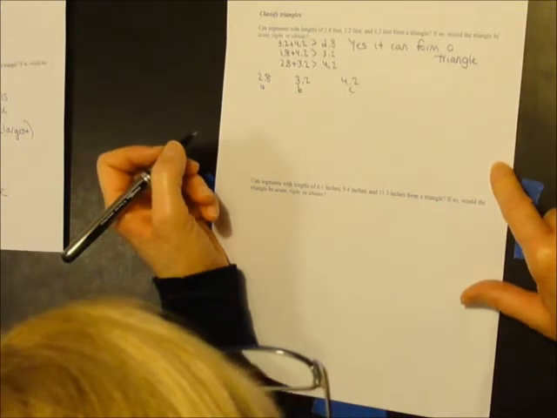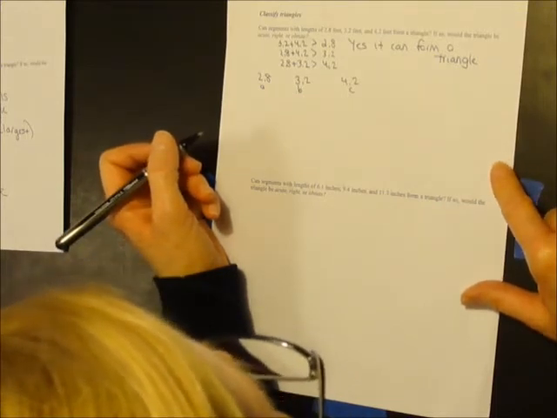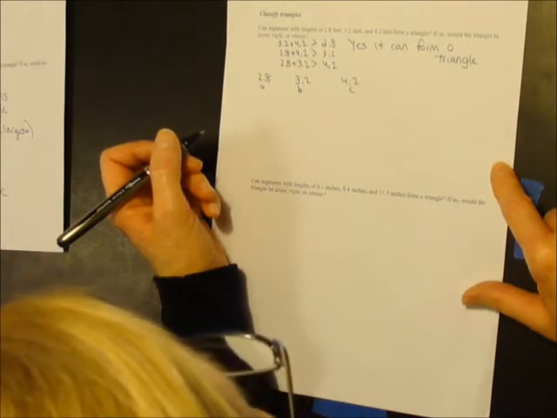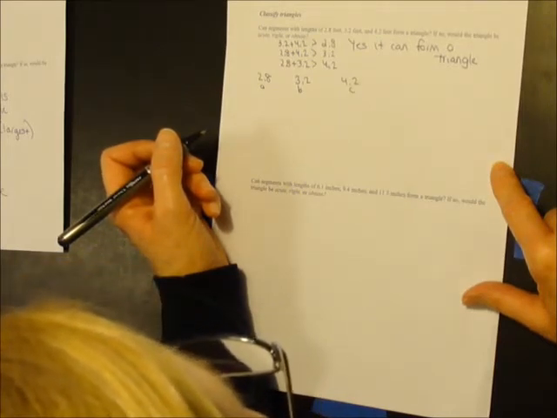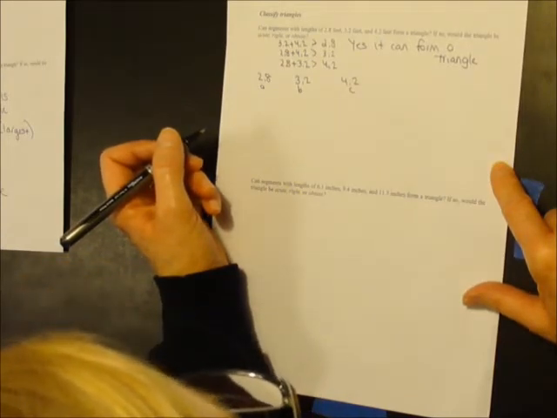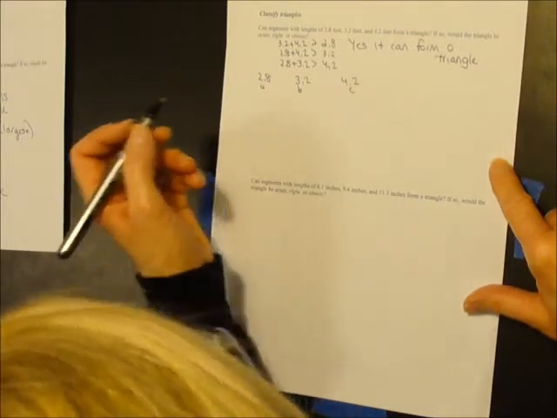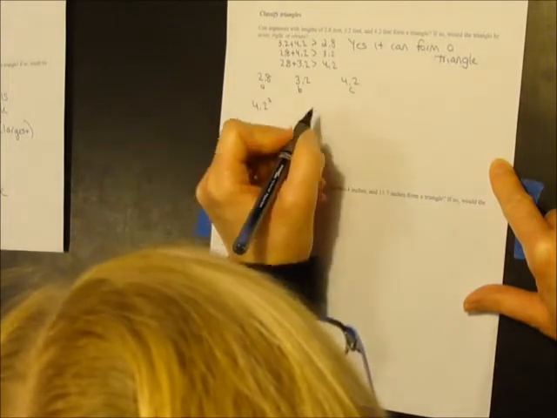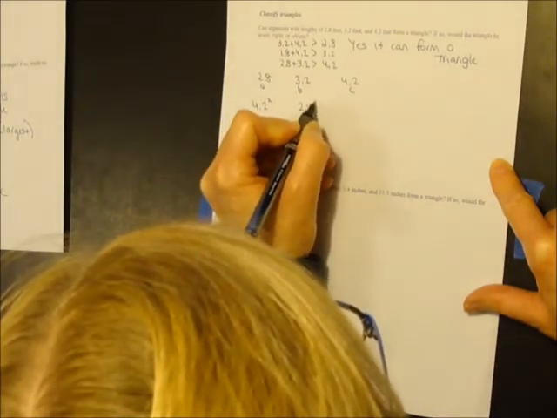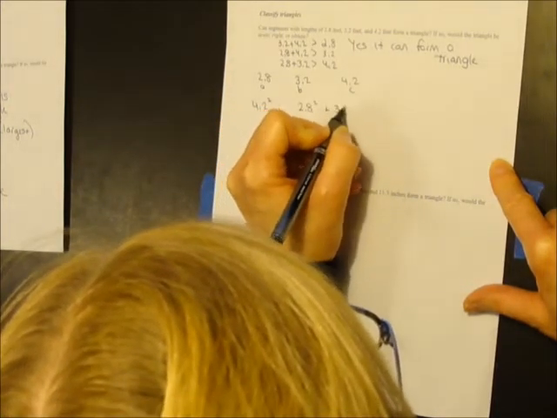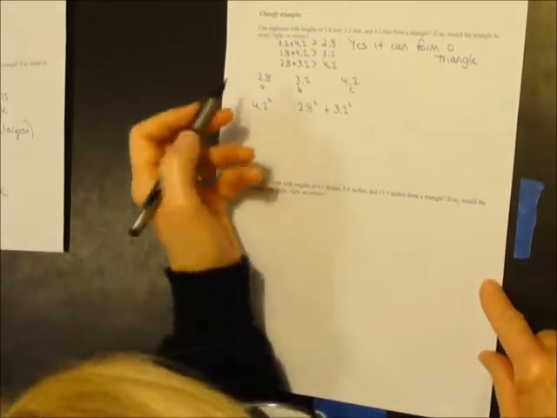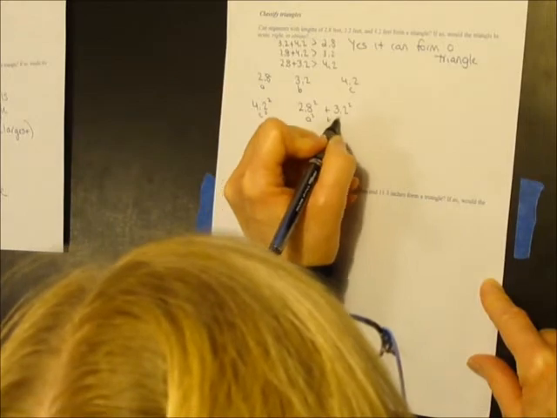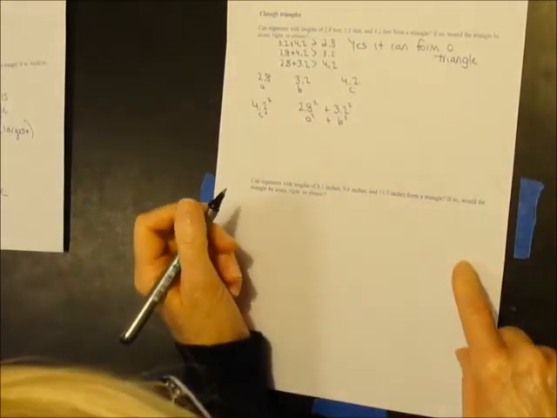Now, the easiest way to do this is to put the C squared on the left side, because then it matches the symbols, the greater than or equal to or less than, that you put on the other side of the paper. So I'm going to put 4.2 squared here, and then I'm going to say 2.8 squared plus 3.2 squared there. So I've now done C squared, A squared, and B squared.